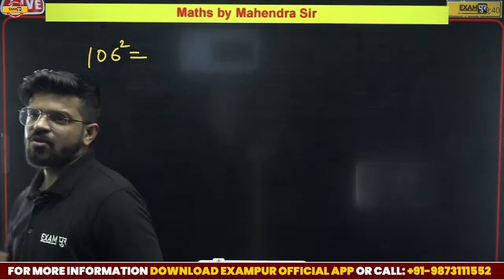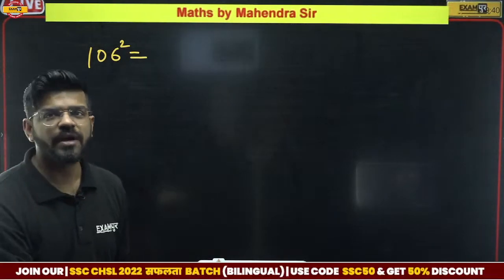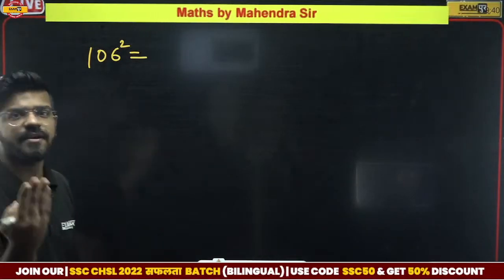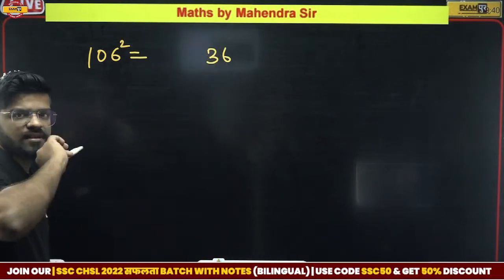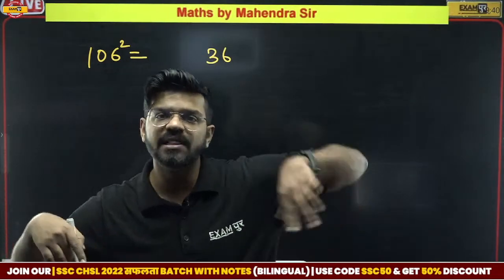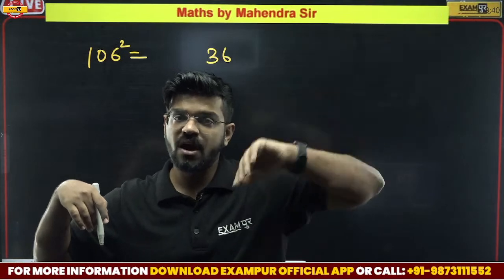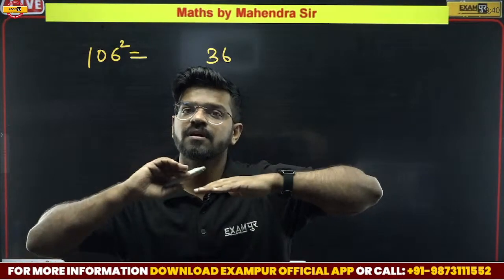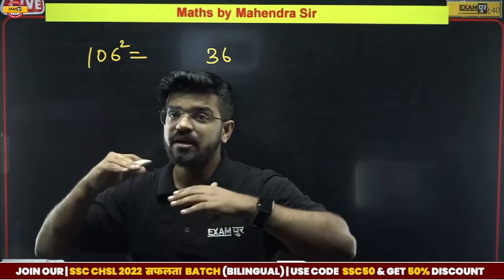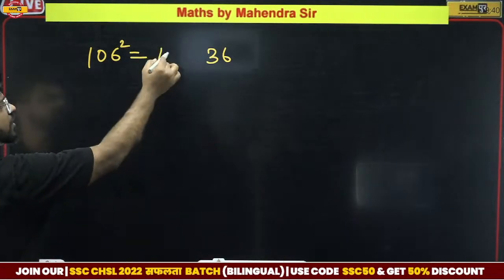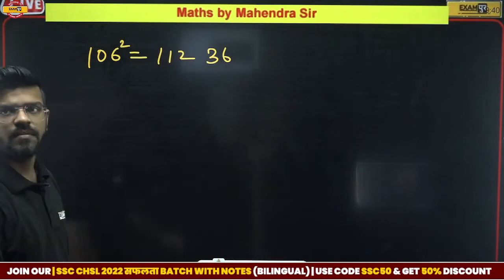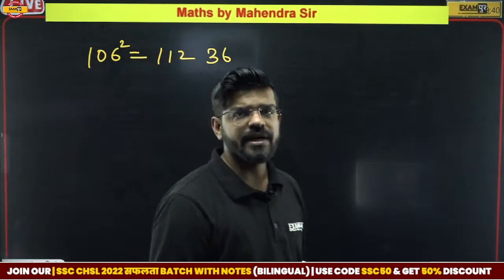106. So this is how much more than 100? You can say that it is 6 more than 100. So 6 more than 100, that means 36 is my last two digits. And double the 6, it will be 12. Now the starting number should be 12 more than 100, so it will be 112 only. Clear? Did you get that?